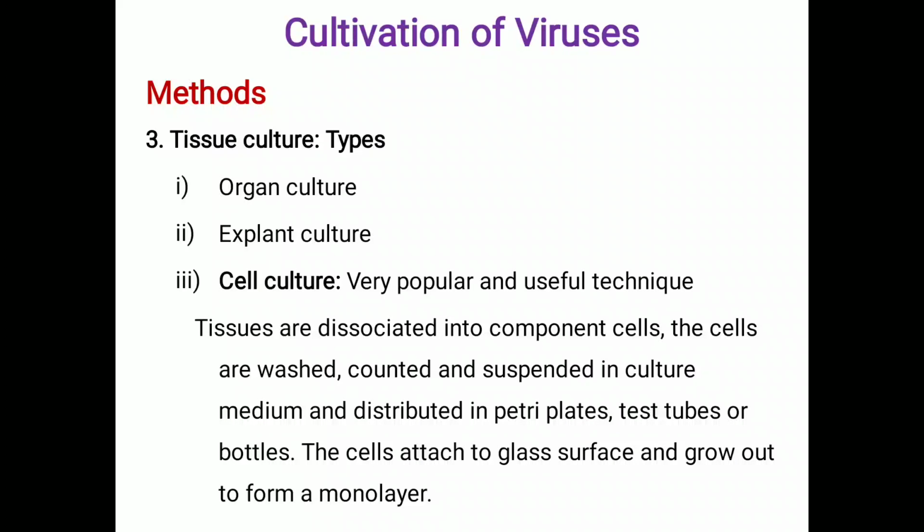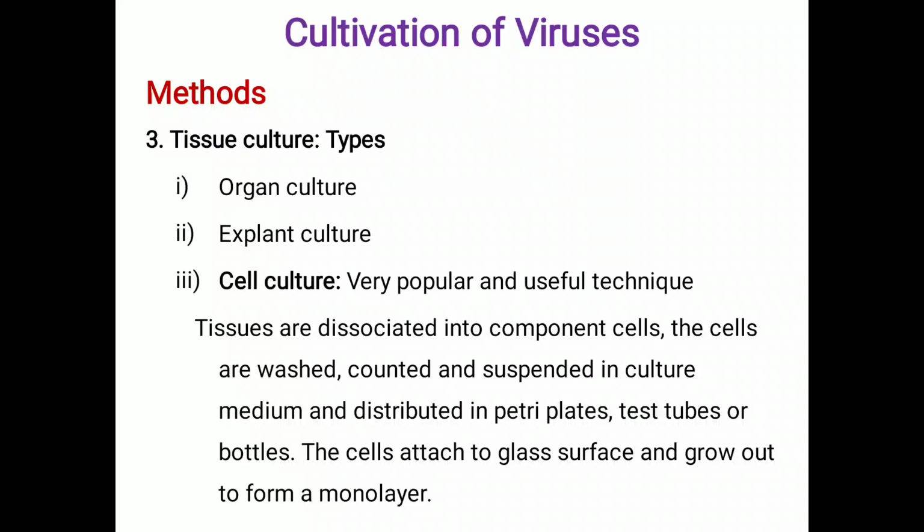Then the next one, the third method, is tissue culture. The first application of tissue culture in virology was done in 1930, in which rabbit vaccinia virus was grown with the help of tissue culture. As the name suggests, tissue culture means tissue is isolated from various animals, and that tissue is used for growth of the viruses. It is mainly of three types: organ culture, explant culture, and cell culture.